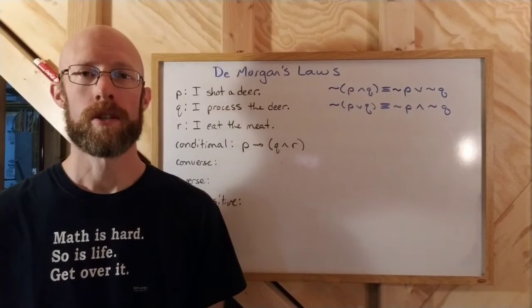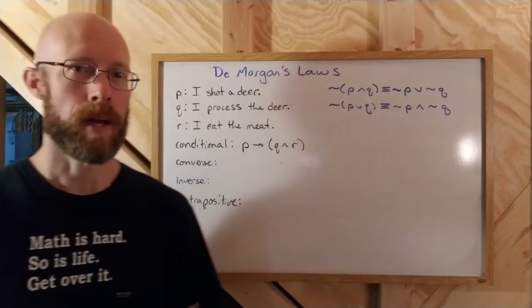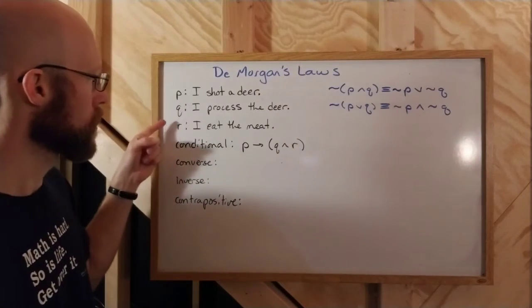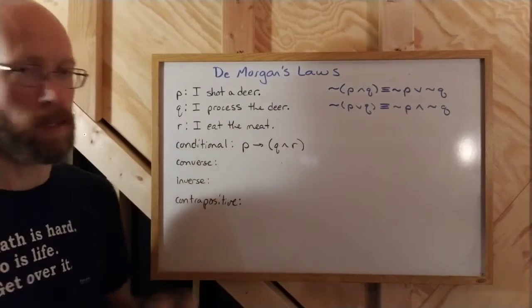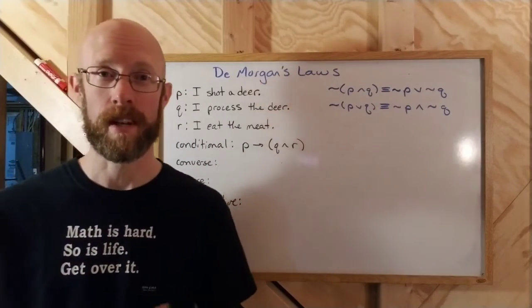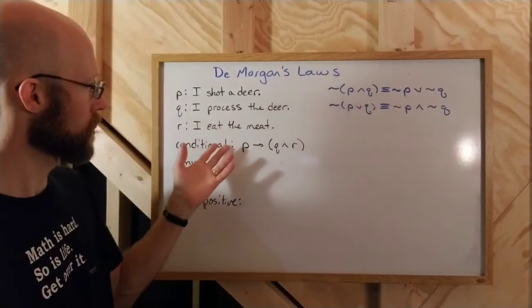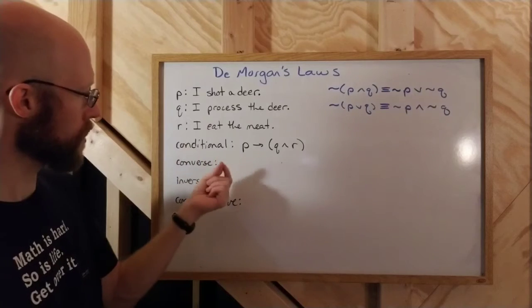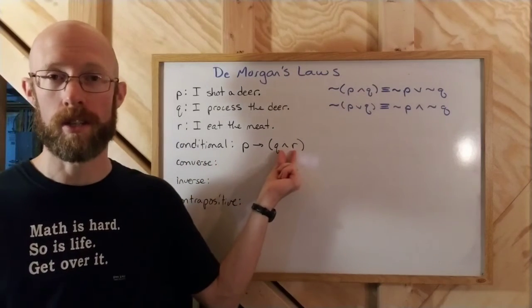All right, so now we're going to do some work with conditionals and De Morgan's law. I have three statements up here: I shot a deer, I processed the deer, I eat the meat, okay? Deer hunting season is starting up pretty soon, and so these three statements kind of go together, and what I have is a conditional that contains a conjunction, okay?